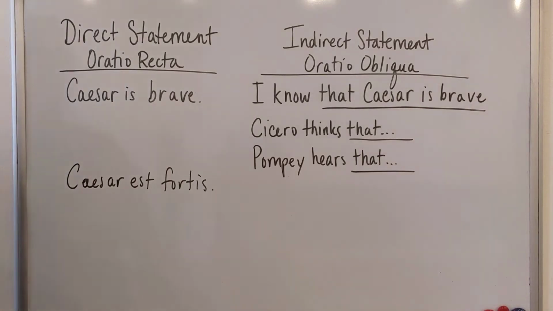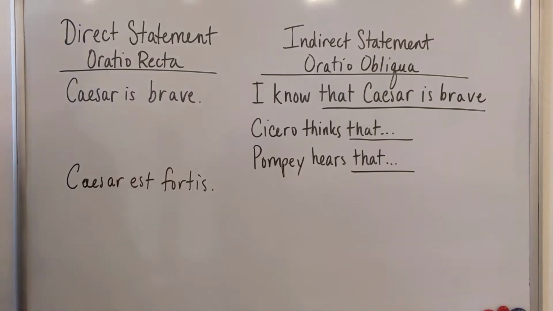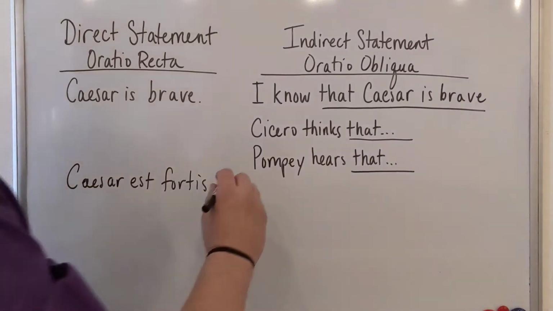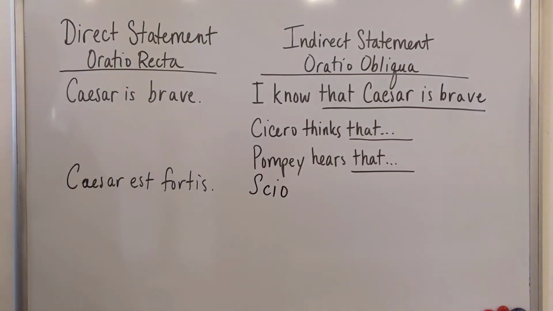You can't just put the Latin for I know in front of this sentence and call it a day. You have to alter this a little bit. So in Latin, in an indirect statement, the subject will be in the accusative case. The verb will be an infinitive. Let me show you. So, I know: scio. I know that Caesar is brave.